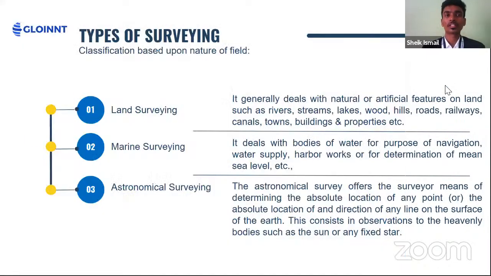So types of surveying. Types of surveying are classified based on the nature of field. There are three types of surveying classified based on the nature of field. The first one is land surveying. Of course, you all know that it generally deals with natural or artificial features on the land, such as rivers, buildings, roads, streams, lakes, forests, hill areas, canals, towns, and all the geographical properties.